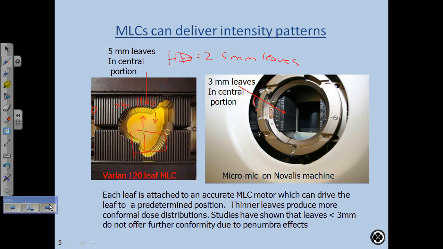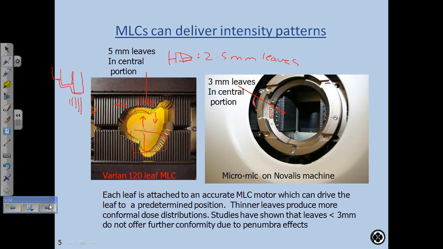Thinner leaves produce more conformal dose distributions. Studies have shown that leaves less than 3 millimeters do not offer further conformity due to penumbra effects. Okay, so that was actually an interesting study. The advantage of having thinner leaves, by the way, is the thinner the leaf, the better the curvature is, right? Because if your leaves are thick and you're trying to create a shape, you're going to create more of a stair step isodose distribution, right? So as your leaves get thinner, the distribution becomes more round.